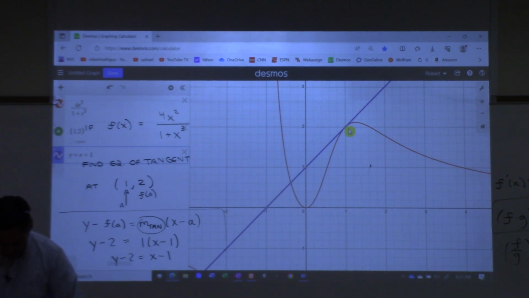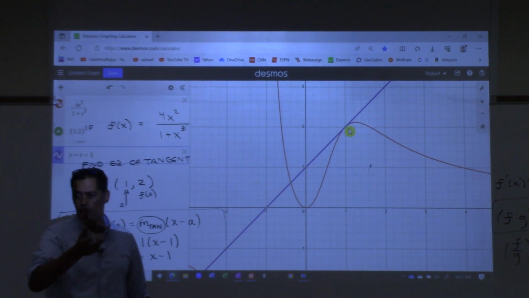2.3, no, we did 2.3 last time. 2.3 was the basic differentiation formulas, the power rule.